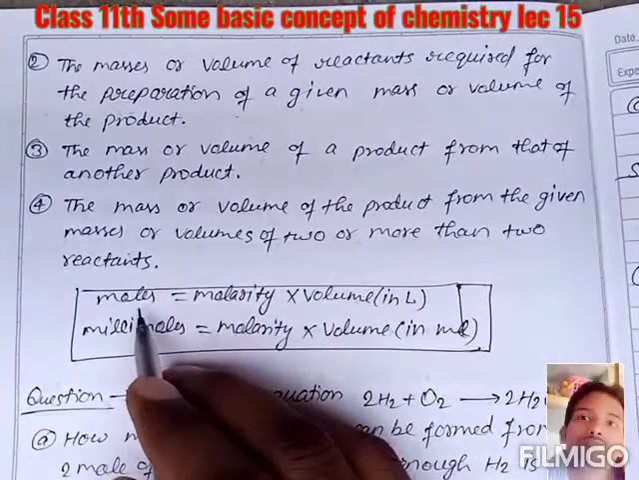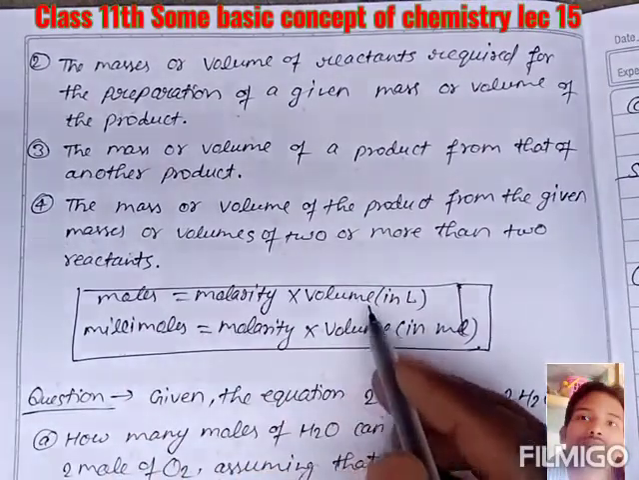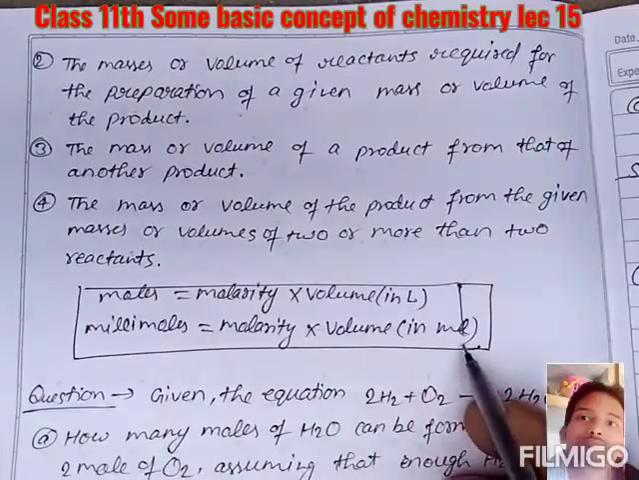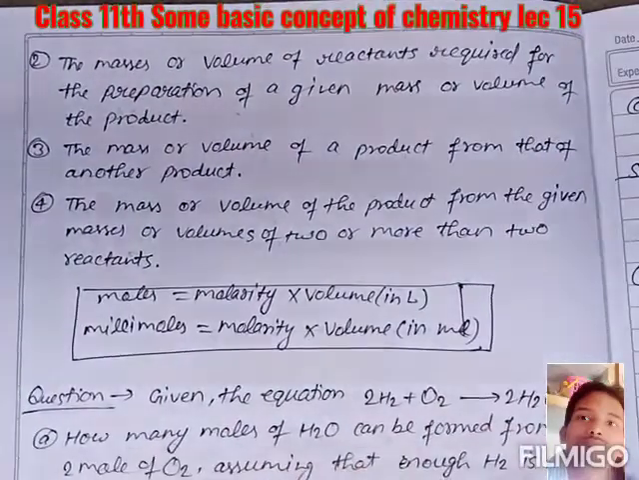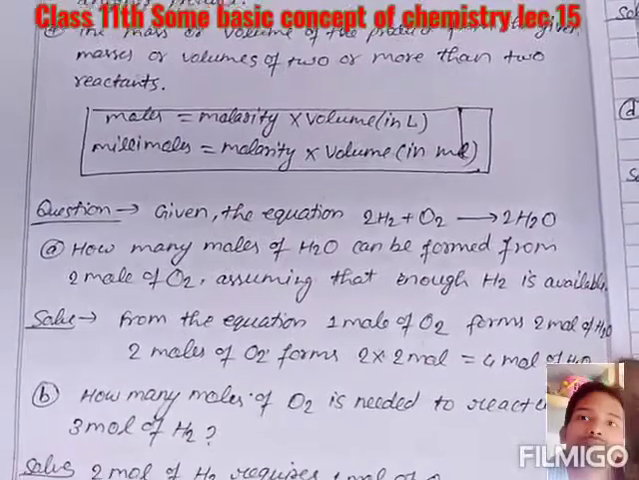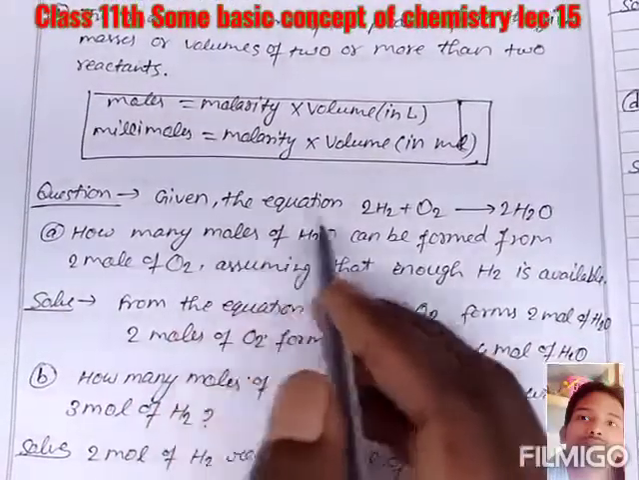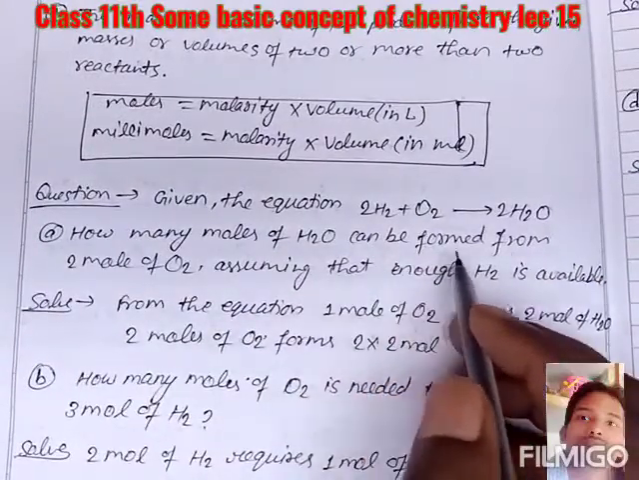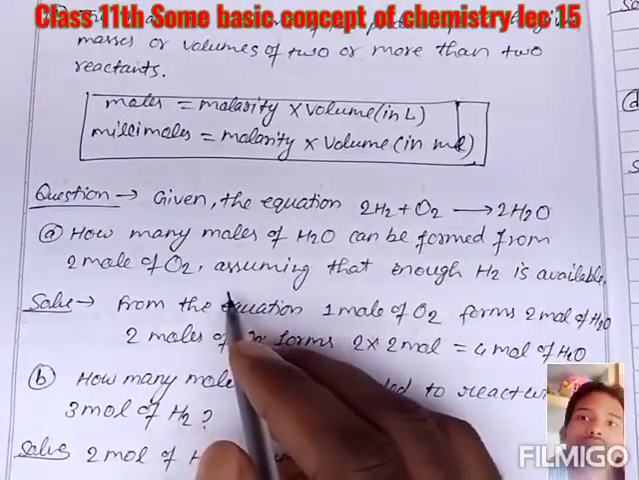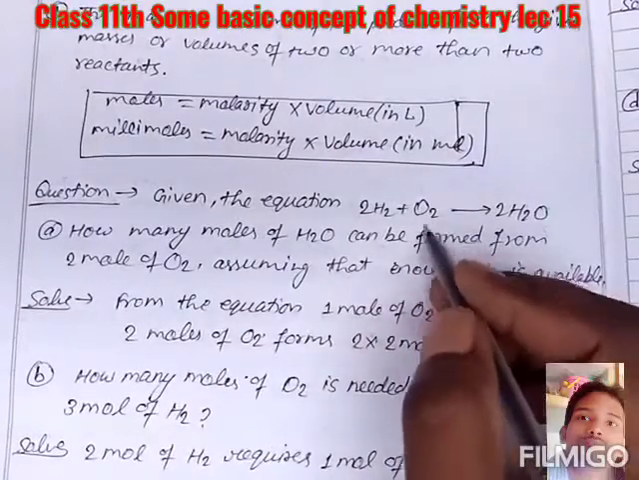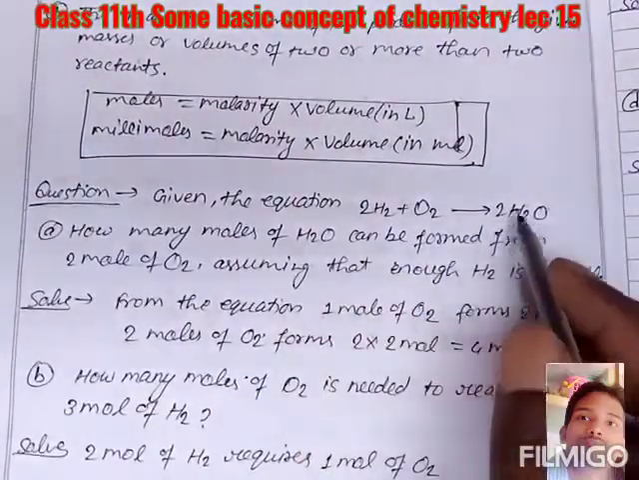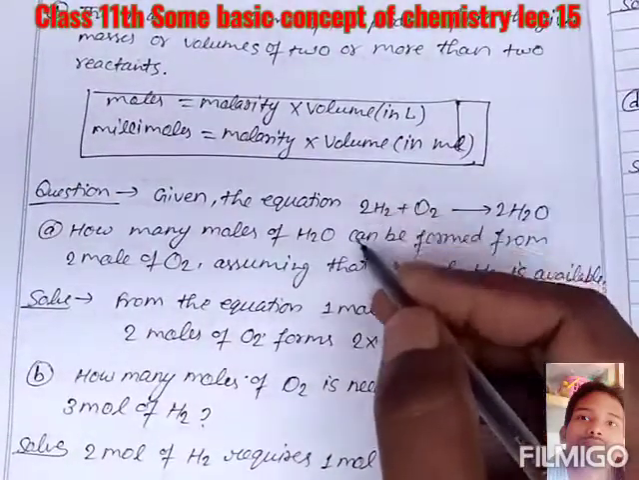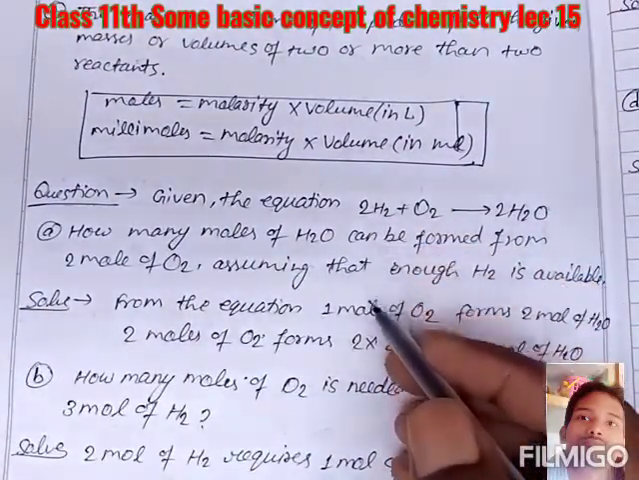So for knowing about the moles: moles is equal to molarity into volume in liters, and millimoles is equal to molarity into volume in milliliters. We are going to discuss the questions. Question: given the equation 2H2 plus O2 gives 2H2O, how many moles of water can be formed from 2 moles of oxygen? If you take 2 moles of oxygen, how many moles of water will be formed, assuming that enough hydrogen is available? If hydrogen is enough, then what will you do?